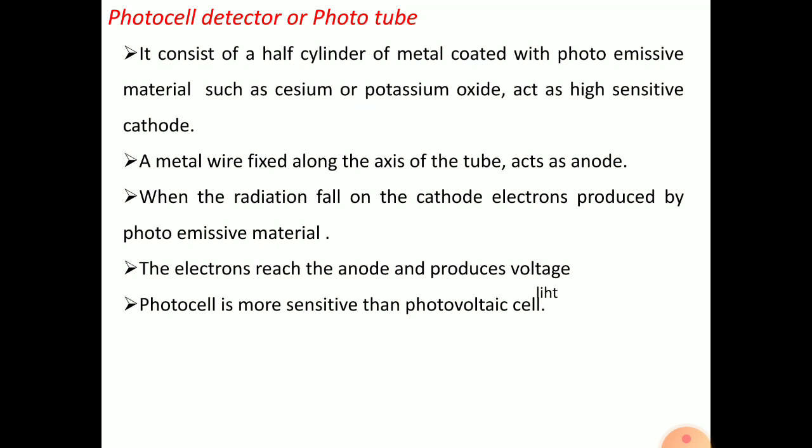So as already discussed, it consists of a half cylindrical metal coated with a photoemissive material such as cesium or potassium oxide. It acts as a highly sensitive cathode. A metal wire fixed along the axis of the tube acts as an anode. When radiation falls on the cathode, electrons are produced by the photoemissive material and reach the anode and produce the voltage. But the photocell or phototube is more sensitive than the photovoltaic cell.